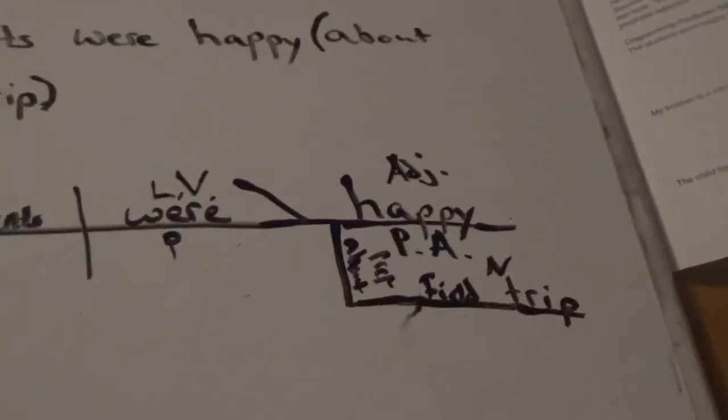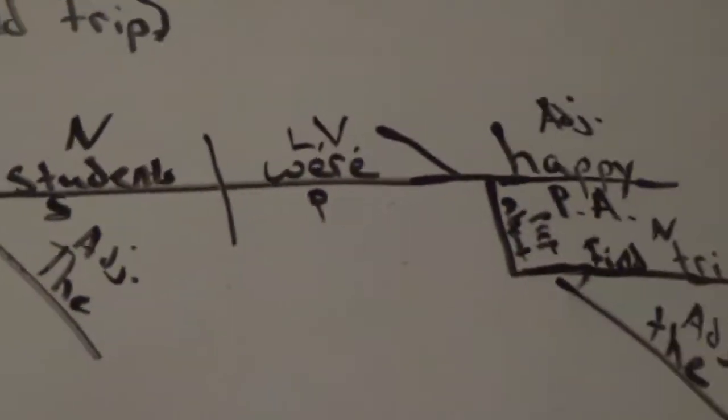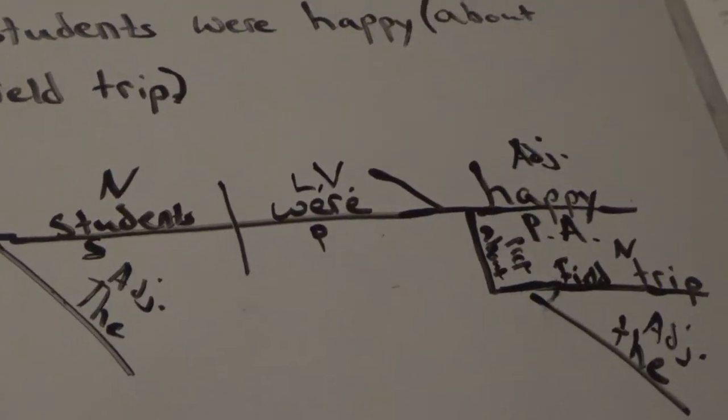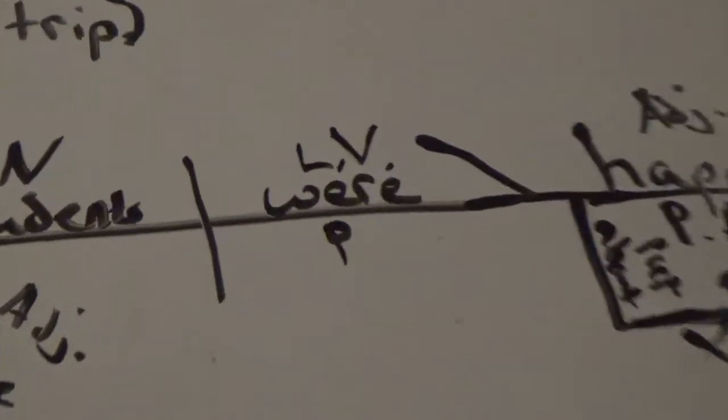All right, so we have the students were happy about, and then we need the there, which is an adjective. The students were happy about the field trip. So that is how you diagram a predicate adjective. Now on this handout, oh yeah, there is one right there. Okay, good. I was going to say there aren't any predicate nominatives, but I see one.